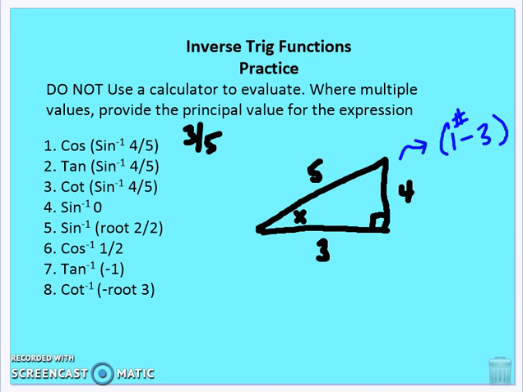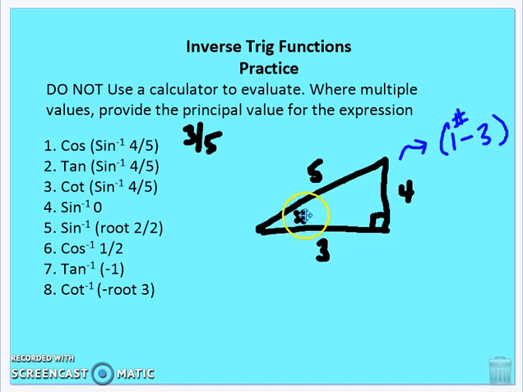Now I don't want you to use a calculator to evaluate these. You're going to use your knowledge of the unit circle and basic right triangle trig to evaluate. So the first one is going to be the cosine of the inverse sine of 4/5. I'm going to help you with the first one. So I know that the inverse sine is 4/5.